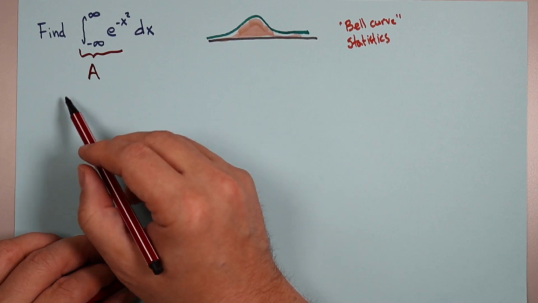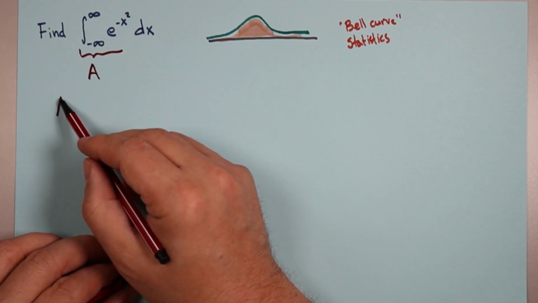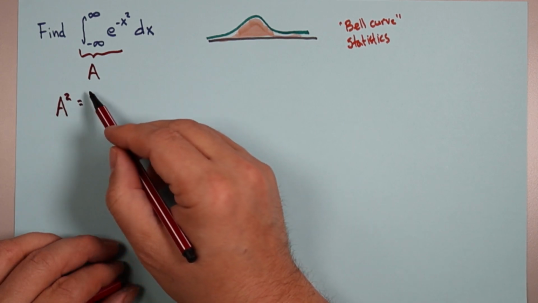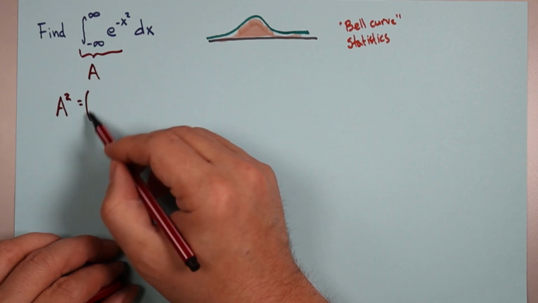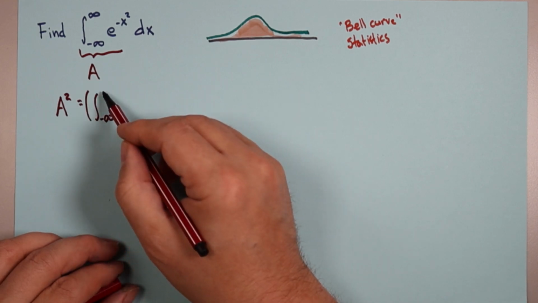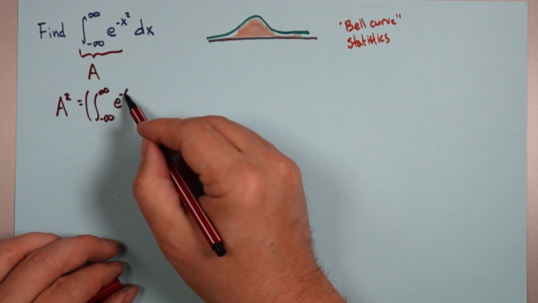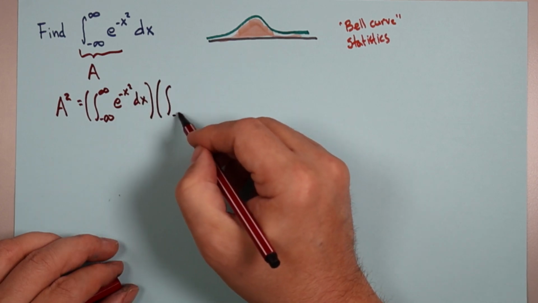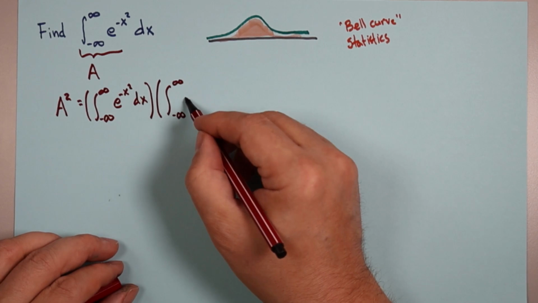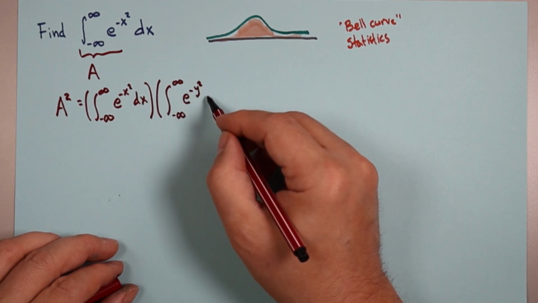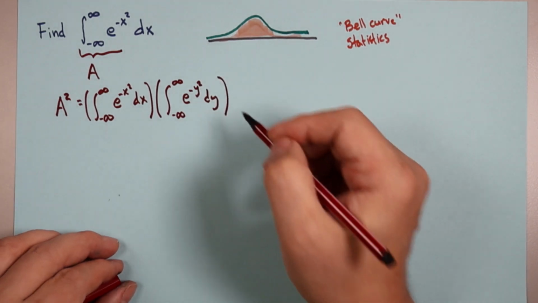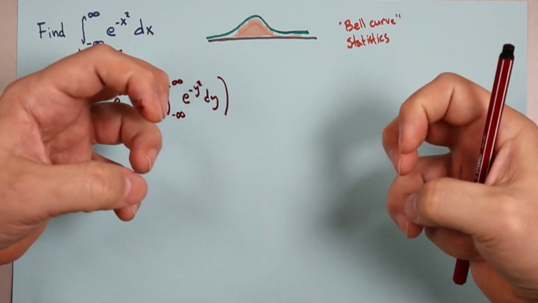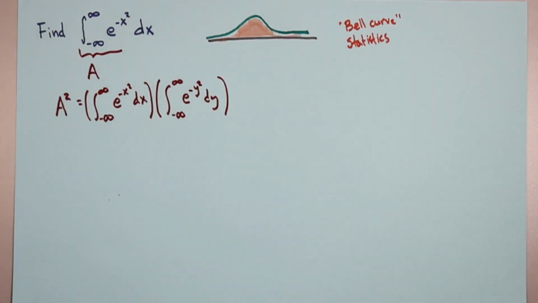And now what we're going to do is something sneaky. We're not going to find A, we're going to find A squared, which means we're going to find two copies of this. So we'll have one integral, negative infinity to infinity, e to the negative x squared dx, and then we'll write it again. But just so we don't get confused, let's choose a different symbol, and well, why not? We'll choose y. Now the great aha. Remember how we talked about pulling integrals apart? We can also push them together.